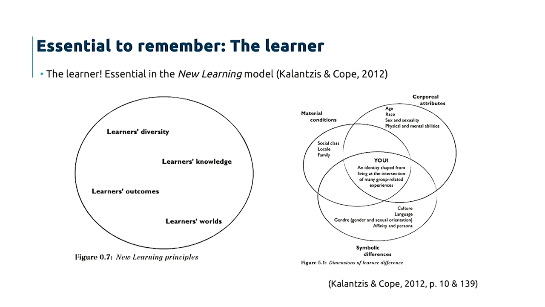So then, of course, we have to remember that we need to take into account material conditions. Our learners are coming from somewhere in terms of family, community. Also, we have to think about our learners as people: their age, their race, sex and sexuality, physical and mental abilities, and of course, the symbolic differences that we find among our learners too. Culture, language, okay? And then we need to try to include all of these in our program, okay? When we are developing our program.